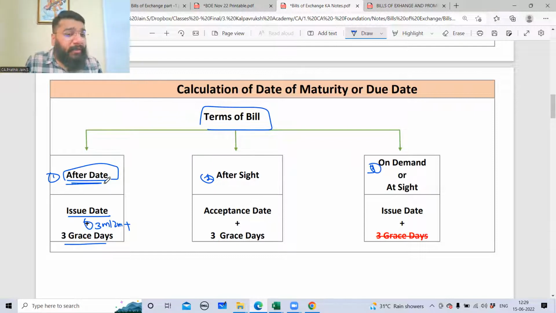If it is after date. If the term of the bill is after sight. Sight means what? Sight means signing. Which means the due date should be calculated from the date of acceptance.